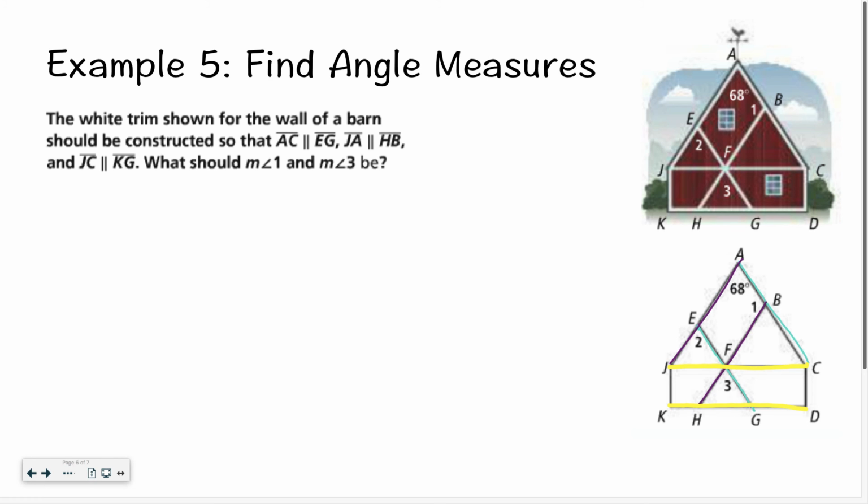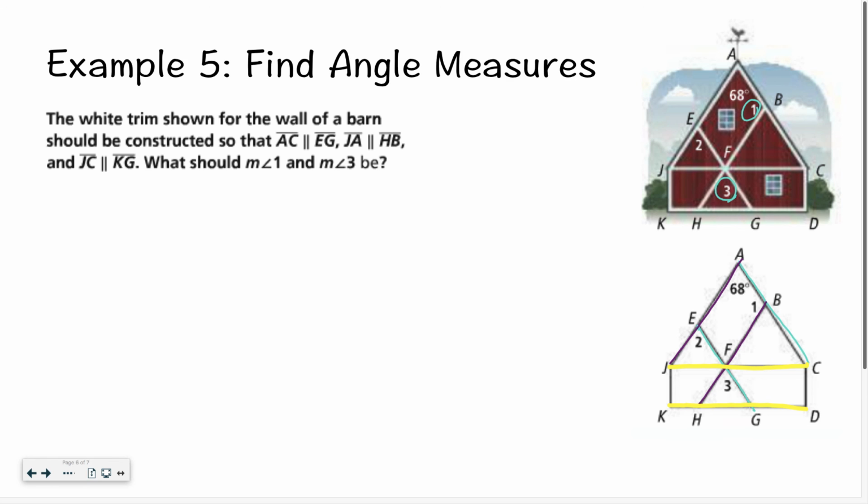Now, we want to figure out what the measure of angle 1 and the measure of angle 3 should be. Measure of angle 1 and the measure of angle 3. Now notice that there's the picture of the barn with all of the drawings and the color, right? And then there was the pretty boring picture that represented what was listed above. When the book gives you more complex pictures, copy down a simple sketch of just the important information. It makes your life so much easier, okay?